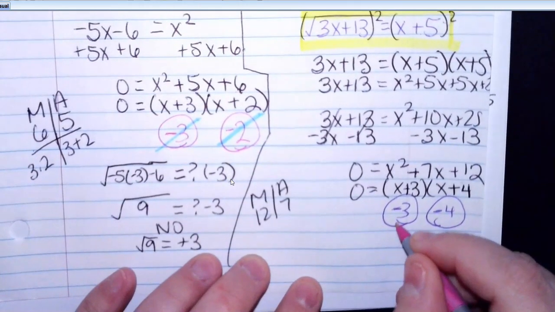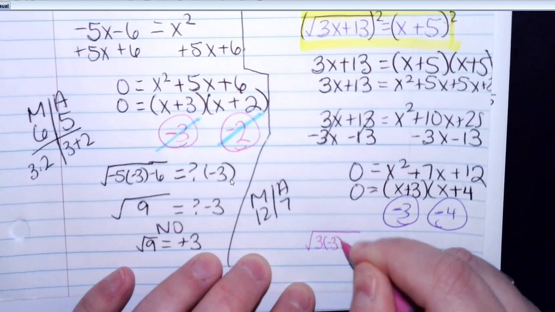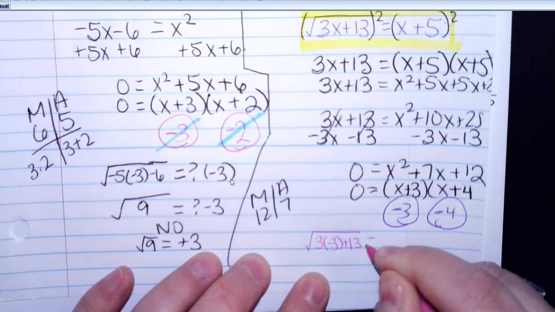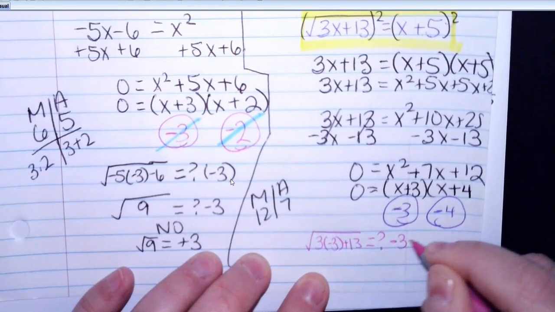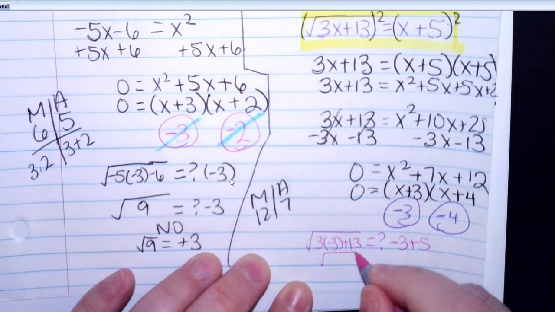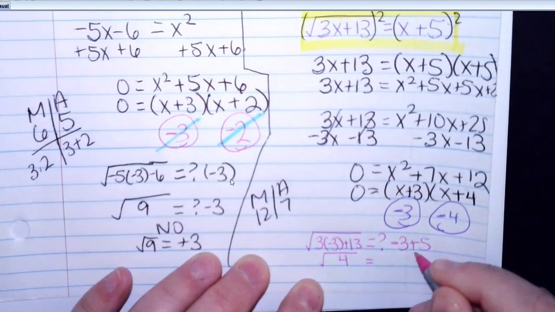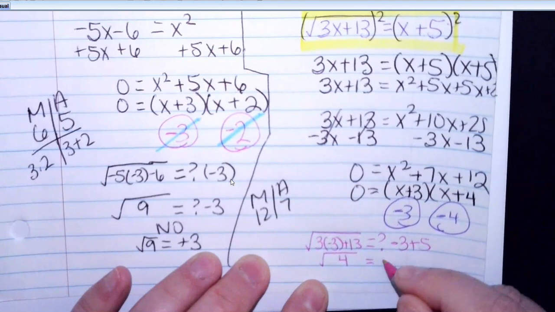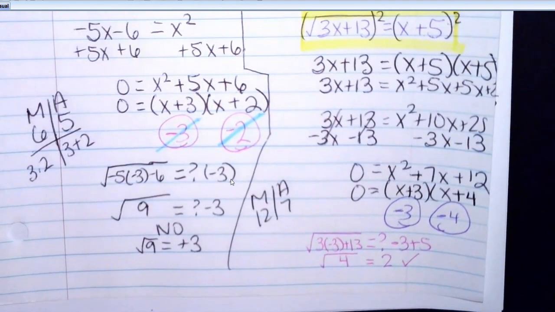If I plug in -3, we had 3 times -3 plus 13 under the square root. I'm checking this. This was x plus 5, so that would be -3 plus 5. I'm plugging it in right here. This is going to be -9 plus 13, which is 4, and this is going to be -3 plus 5, which is 2. This is true. The square root of 4 is equal to +2. So that -3 totally works.